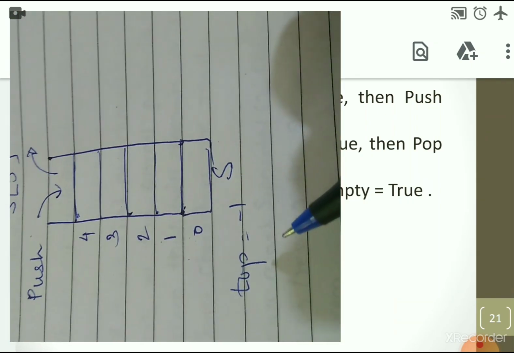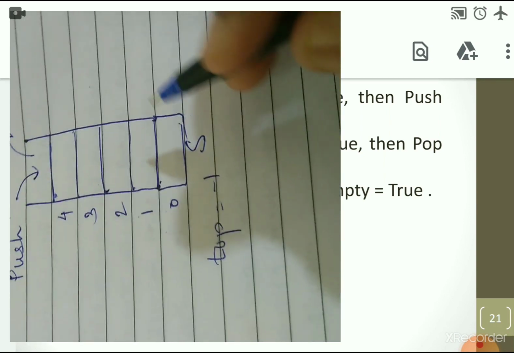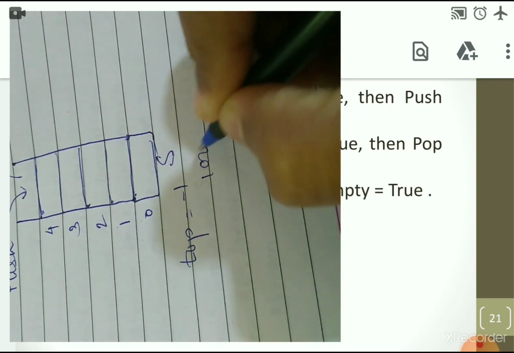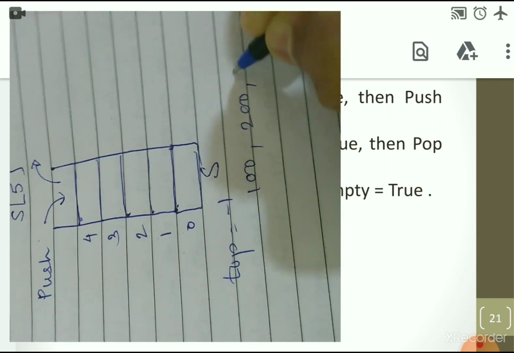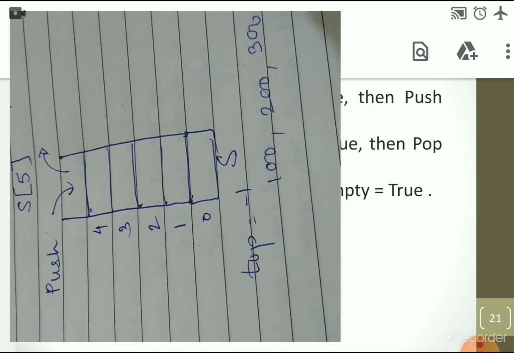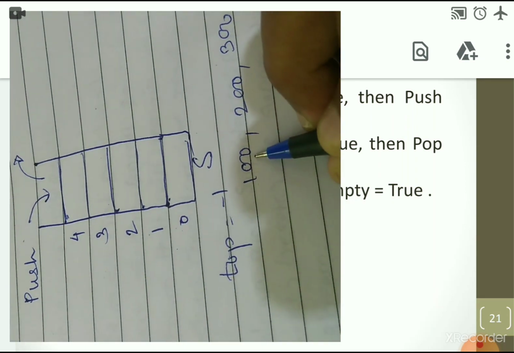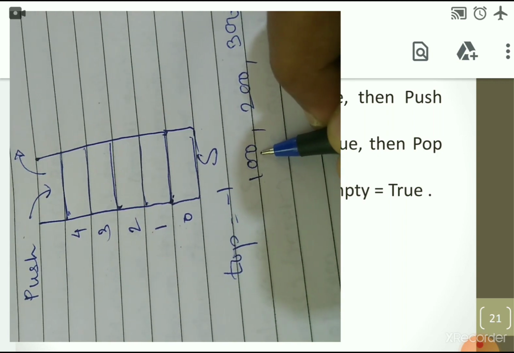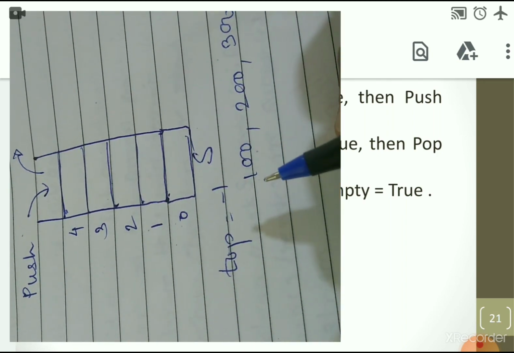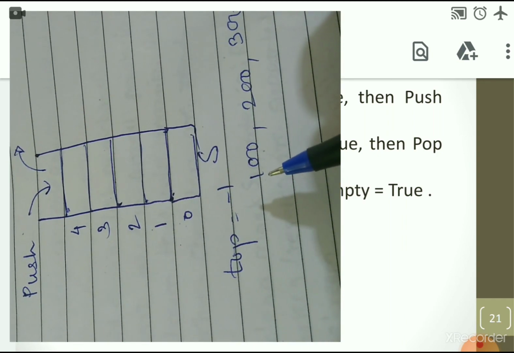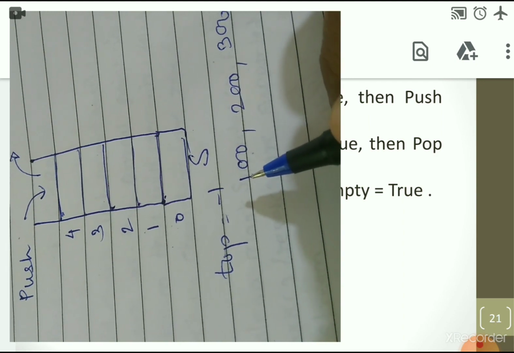Now top is equal to -1. I want to insert 100, 200, 300. So I want to insert 100 first. What is the procedure? Whenever you are pushing an element into the stack, you have to check if the stack is full or not. What is the condition for that?